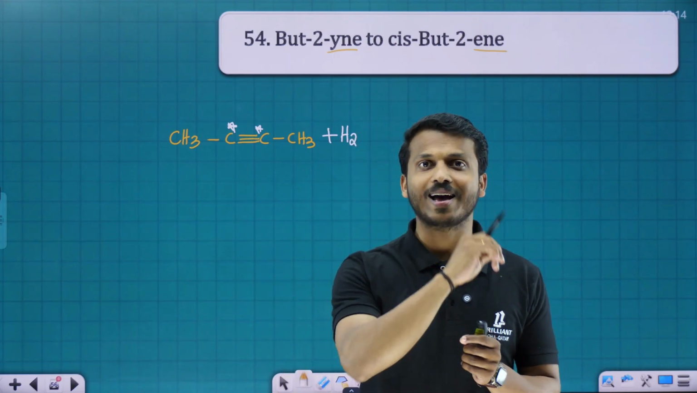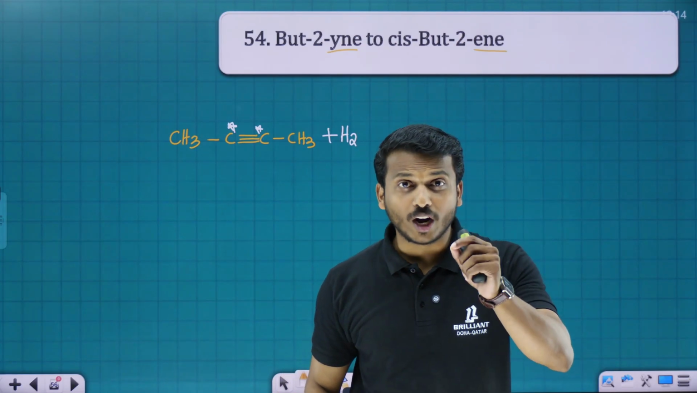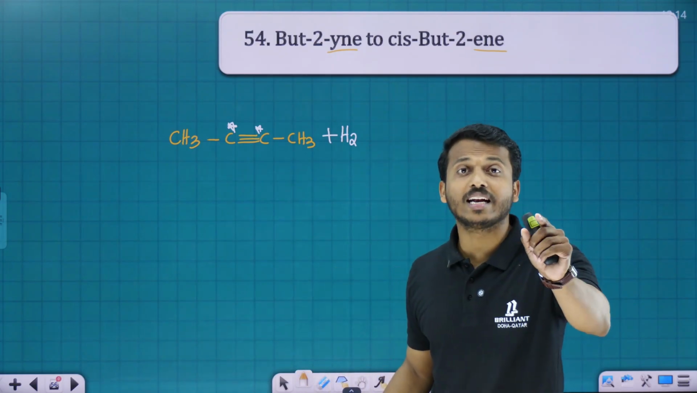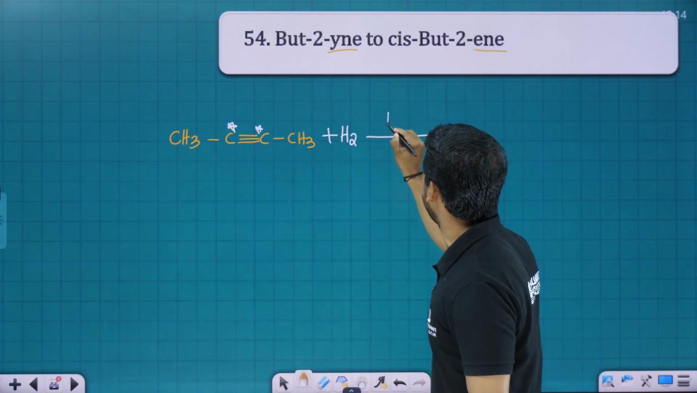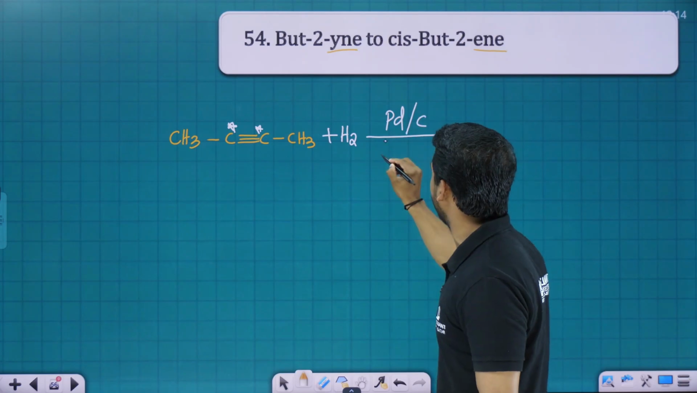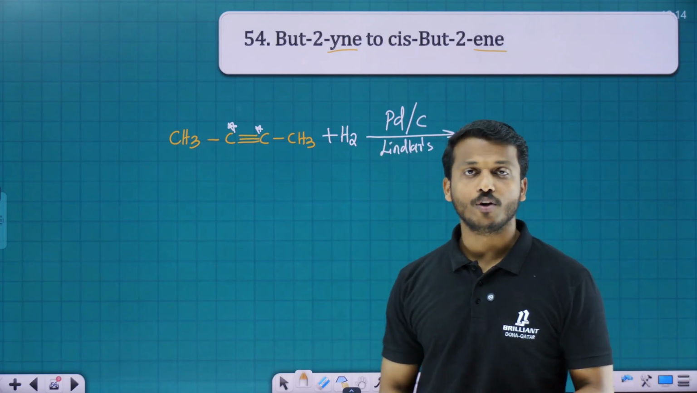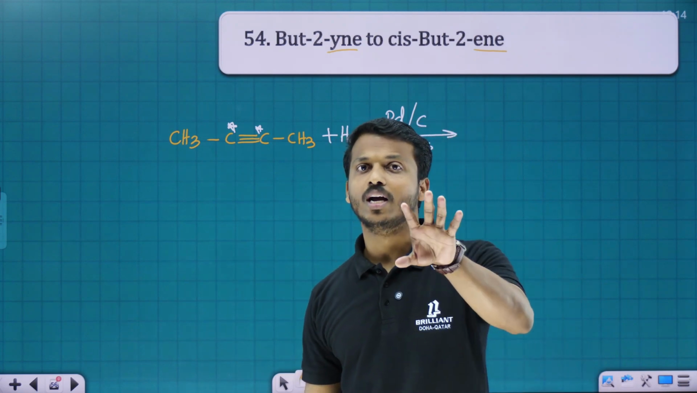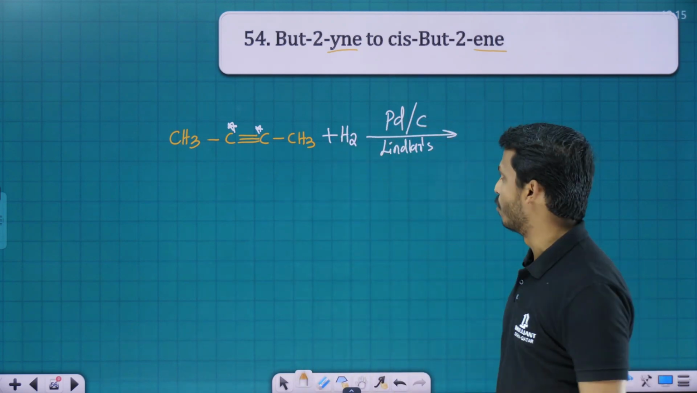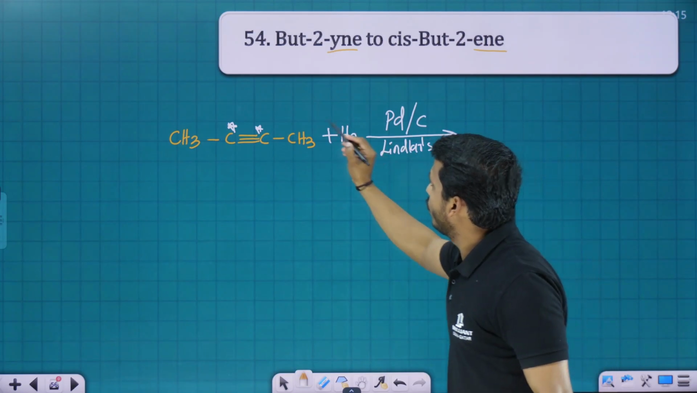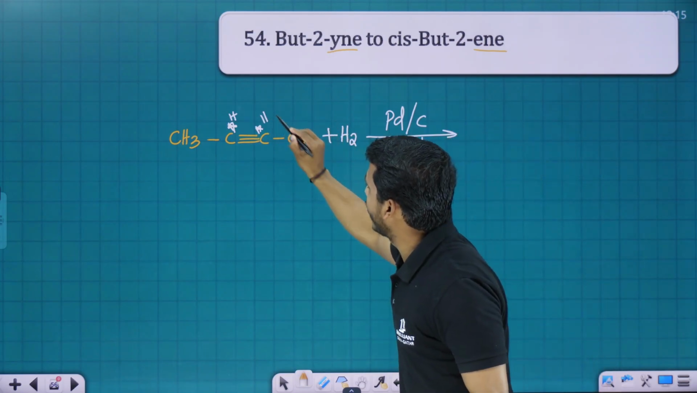But how do you get cis-alkene? We know if you want cis-alkene, we have to use Lindlar's catalyst. What is Lindlar's catalyst? Poisoned palladium on charcoal, right? It's called Lindlar's catalyst. If you want trans-alkene, we have to use Birch reduction, right? Sodium in liquid ammonia. So we will add one hydrogen here, one hydrogen here.